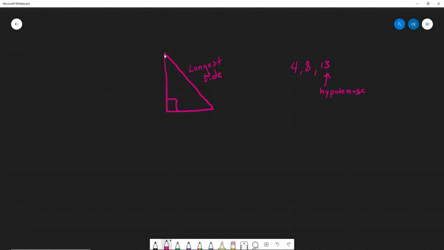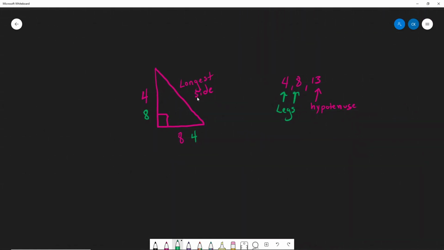The two sides, like I said before, can be either of the 2 numbers. So if I wanted to make this side the 4 and this side the 8, that's fine. If I wanted to make this side here the 8 and this side the 4, that's fine. It doesn't matter. The hypotenuse is always the longest side. The other 2 sides will just be the legs. That's very important to understand, especially when working with word problems. If it tells us the longest side, that'll always be the hypotenuse.